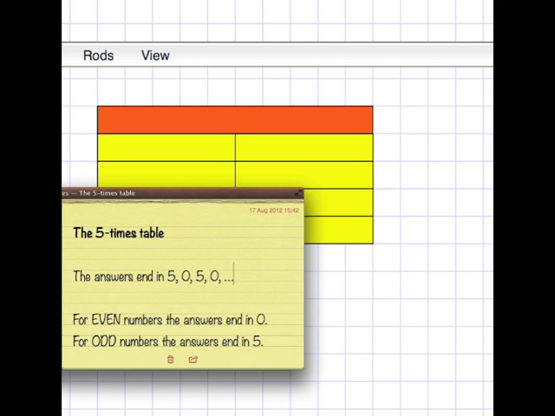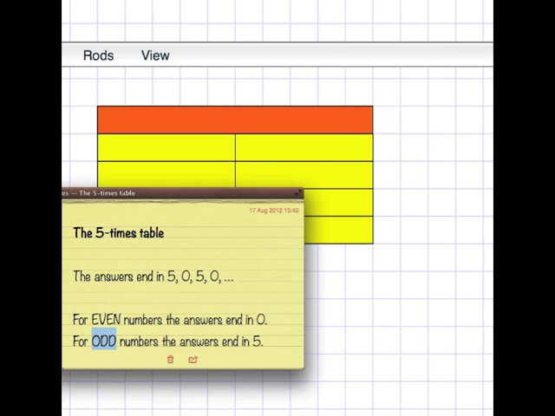There are two key facts here. First, the pattern of the 5 times table is that the final digit of the answer goes 5, 0, 5, 0, and so on. Next, when the number being multiplied is even, the answers always end in 0, but when the number being multiplied is odd, the answers always end in 5.